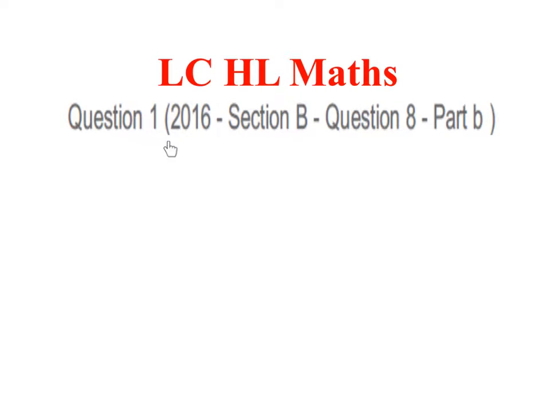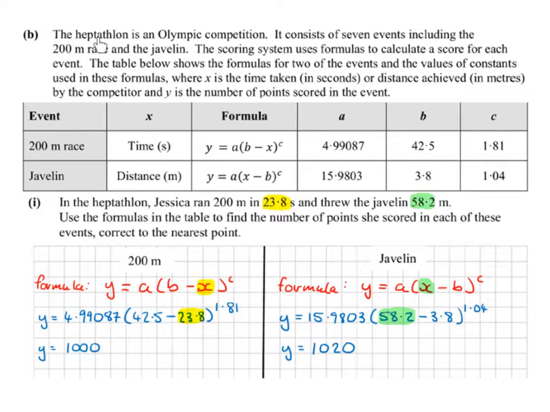Question 1, 2016, Section B, Question 8, Part B. The Heptathlon is an Olympic competition. It consists of 7 events, including the 200-metre race and the Javelin. The scoring system uses formulas to calculate a score for each event.